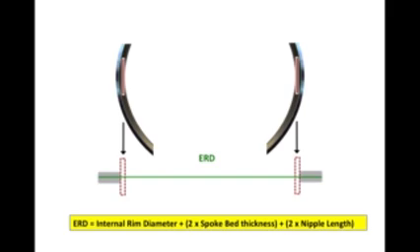So here's a situation where I can calculate my ERD, which is going to be the length of the internal nipple, plus the thickness of the spoke bed, plus the internal diameter of the rim, and then the thickness of the spoke bed on the other side, and then the length of the nipple on the other side. So there's my ERD: the internal rim diameter plus twice the spoke bed thickness plus twice the nipple length.